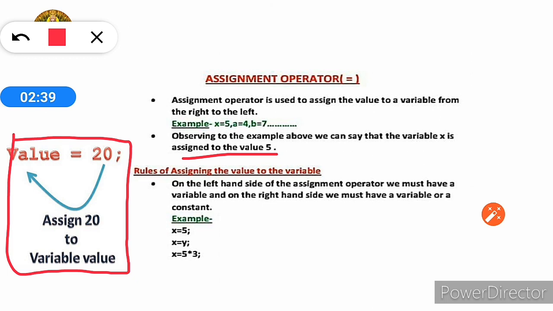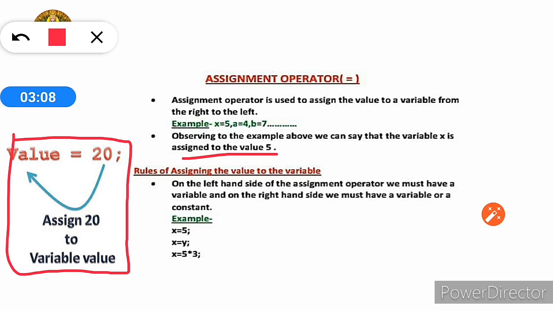Okay, now for using the assignment operator there should be certain rules, so we will now move to learn those rules. Students, on the left hand side of the assignment operator we must have a variable. I have used the word must, please note it down. And on the right hand side we must have a variable or a constant.